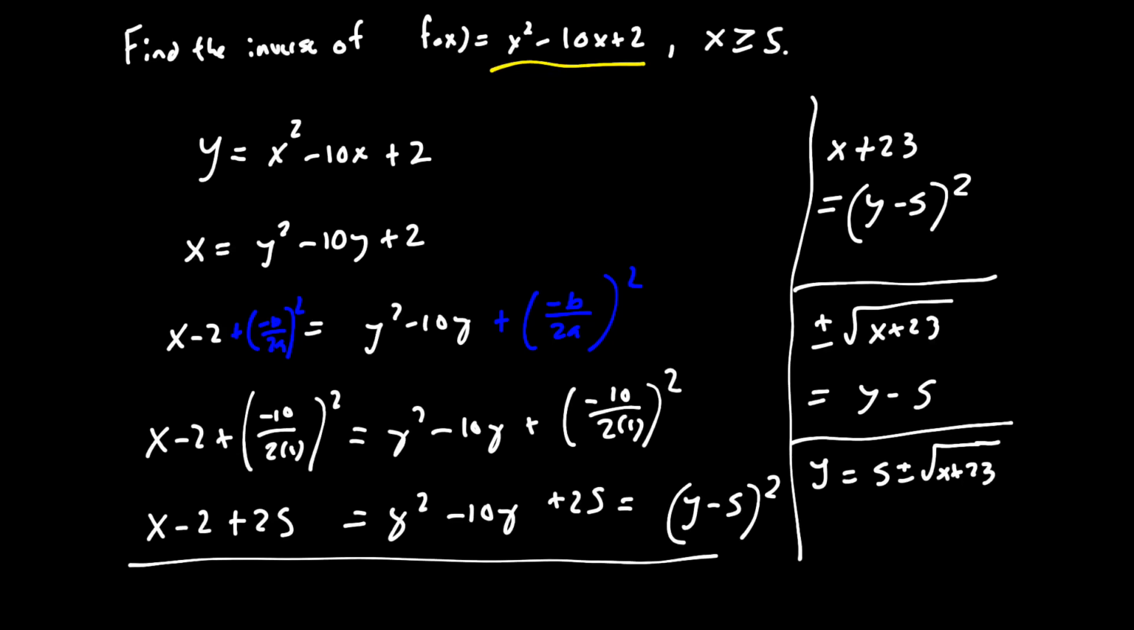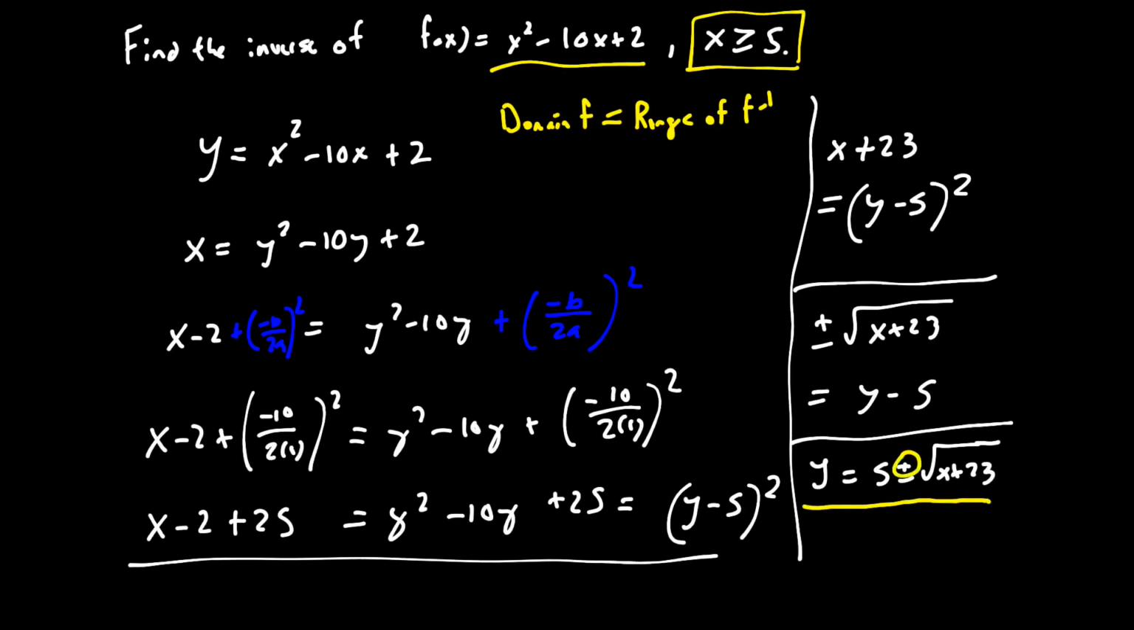Now again, we're on this restricted domain of x is greater than or equal to 5. So the domain of f of x is equal to the range of f inverse. And this function is going to be greater than or equal to 5 only when we choose this positive value here. So the inverse we're looking for is going to be y is equal to 5 plus the square root of x plus 23. And this would be the final answer.